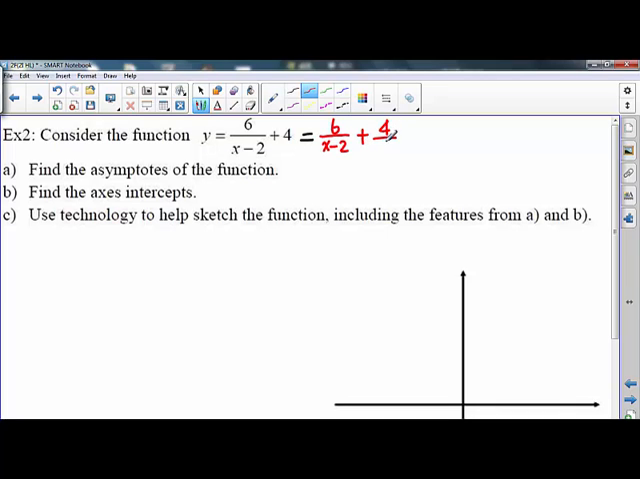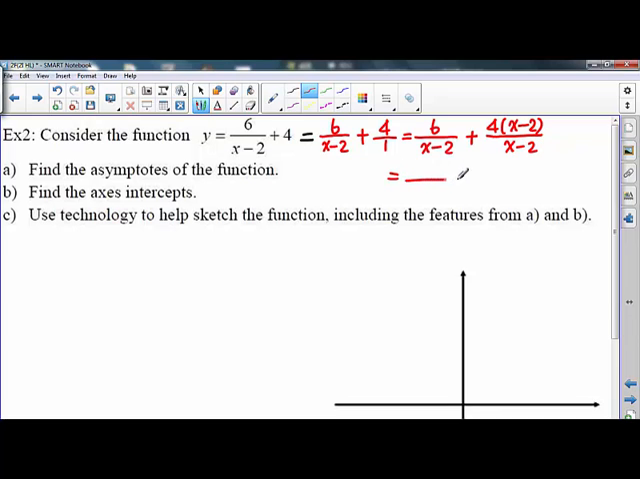I convert 4 to 4 over 1. If we want to add these two parts up, we need to find the same denominator. And you will find that the same denominator is x minus 2. We keep the first one, okay? And for the second one, we need to multiply the top and the bottom by x minus 2. So it's 4 times brackets x minus 2, and the bottom is x minus 2.